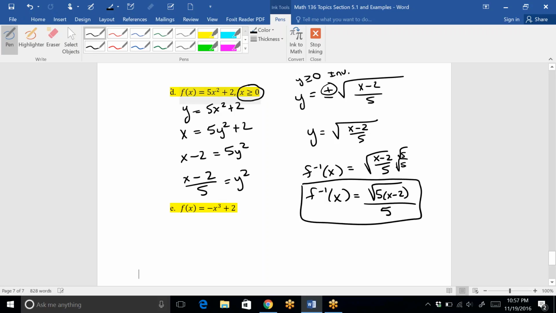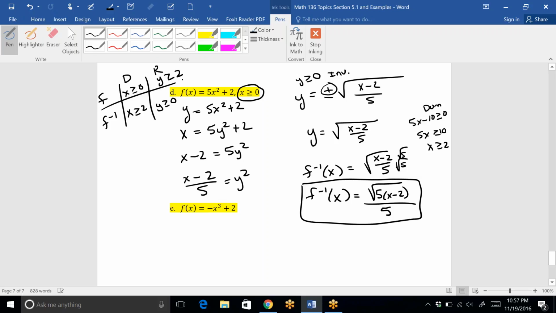Okay, so to figure out our domain and range, for this original one they already told us, which means this y is greater than or equal to 0. This one you have to be careful, this is underneath a square root. So if you had 5x minus 10, if you distributed that, remember a square root has to be greater than or equal to 0. So this is for our domain, and that would mean x is greater than or equal to 2, which means y is greater than or equal to 2 in the original function.